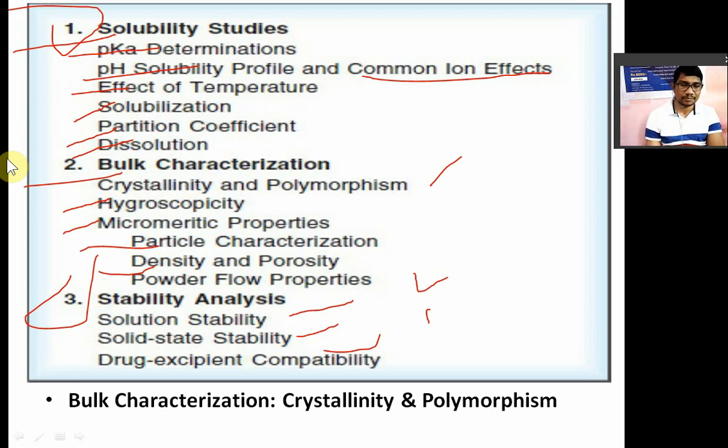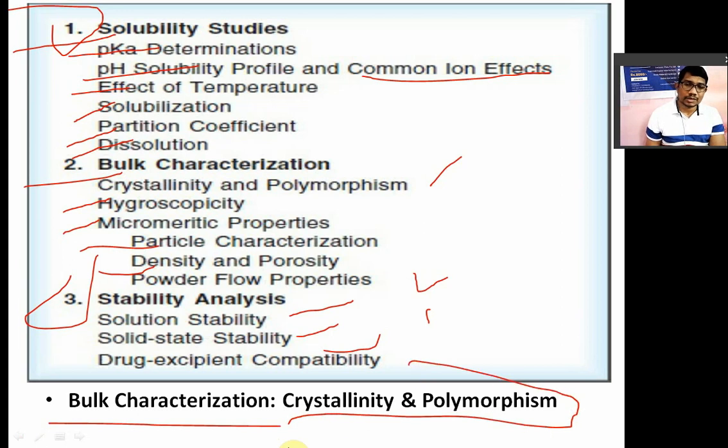जैसे बहुत बार क्वेश्चन आ गया co-solvency, most commonly used co-solvent है ना, pKa है ना, common ion effect से आता है, dissolution, partition coefficient. तो क्वेश्चन आते हैं उसके ऊपर. We'll take one by one. First one is bulk characterization. In bulk characterization, we'll study crystallinity and polymorphism.